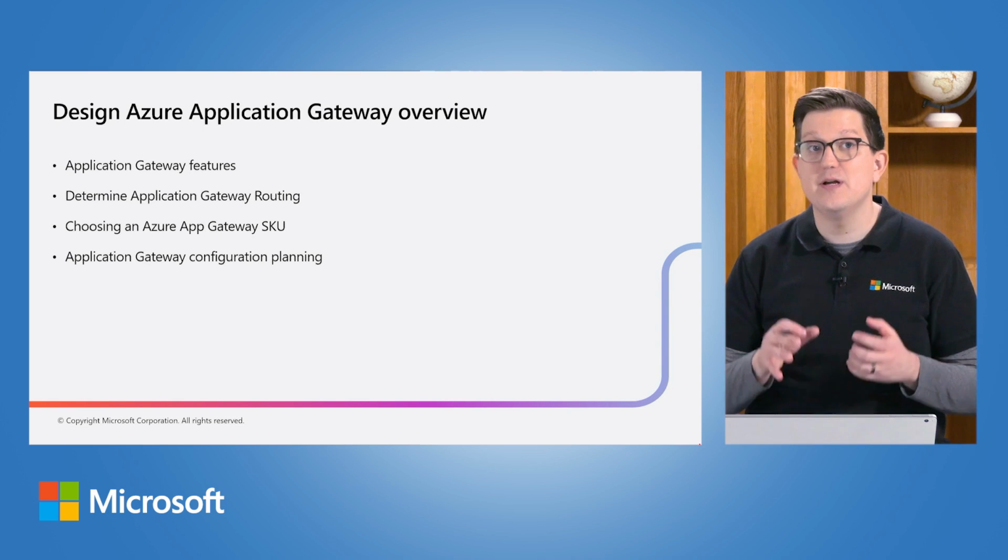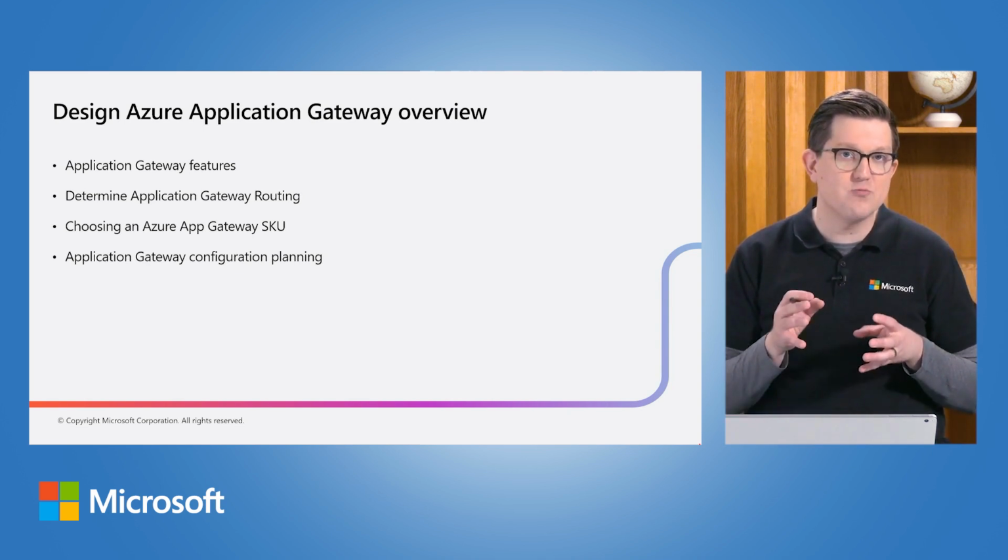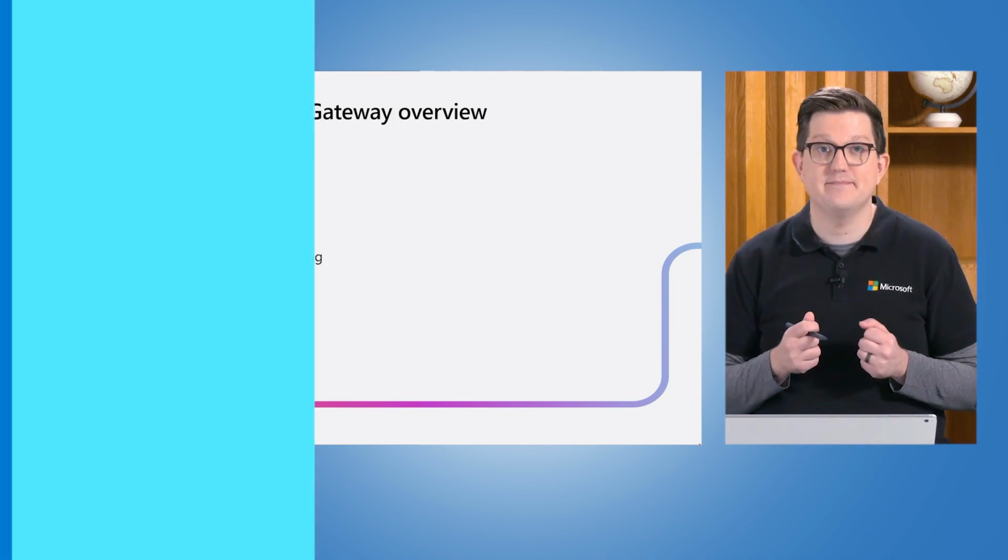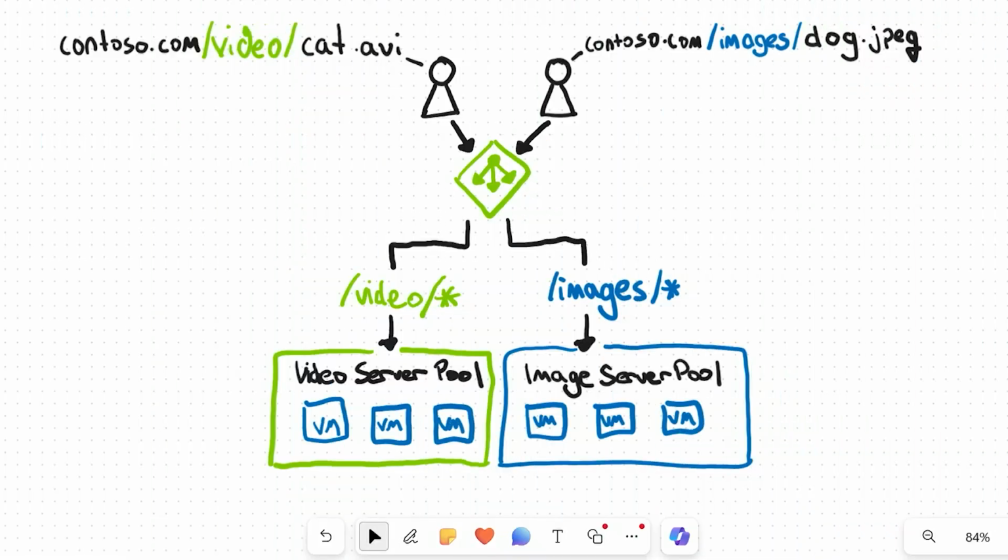Let's jump across to a whiteboard, and I want to give you a little bit of an idea about the two major routing rules that are available in App Gateway. So in front of us, we have two users making a different request. Now the one on the left is after a video. We're after cat.avi here. Application Gateway is able to understand the context of what someone is requesting. So we can see contoso.com/video. And what /video means is this user on the left must get redirected across to the video server pool. But we can also see on the right-hand side, someone is requesting an image of a dog.